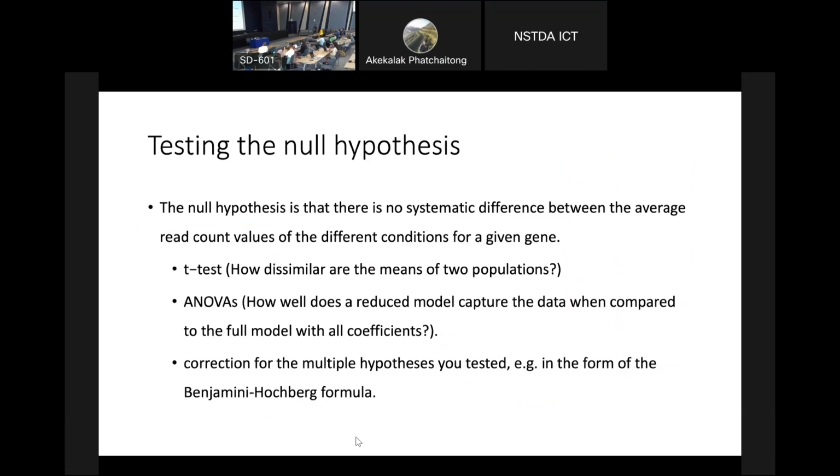For the statistics, you make a null hypothesis: there's no systematic difference between the average read count values of the two conditions. And you do a t-test. If you have more than two populations, you do ANOVA, etc. You know that. However, it's highly recommended that you do multiple test correction, Benjamini-Hochberg or Bonferroni, whichever is appropriate. Although Benjamini-Hochberg is the recommended one, you should do that correction in order to get a corrected p-value, because you're doing this test for many, many genes. So it's important that you do correction. Otherwise, your false positive rate is going to be very high.